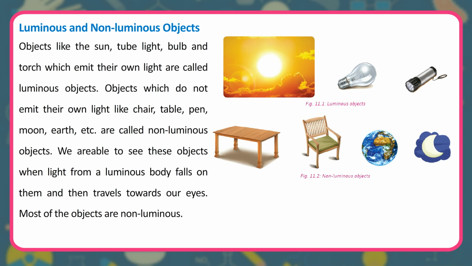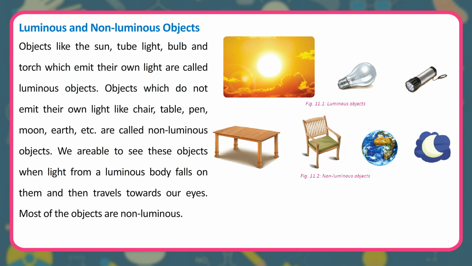Luminous and non-luminous objects. Objects like the sun, tube light, bulb and torch which emit their own light are called luminous objects. Objects which do not emit their own light like chair, table, pen, moon, earth, etc. are called non-luminous objects. We are able to see these objects when light from a luminous body falls on them and then travels towards our eyes.